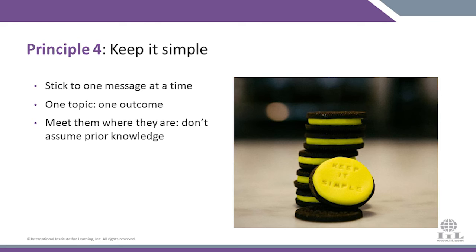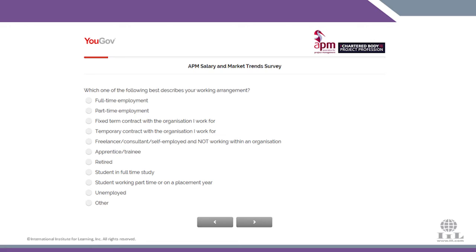The next thing to think about is to remember to meet them where they are. Don't assume that they have prior knowledge because they might not have it. So do some research, put your good stakeholder management theories into practice, and encourage tailoring communications throughout the project team so that people get the information that they really need. Here are some examples of how you can keep things simple.